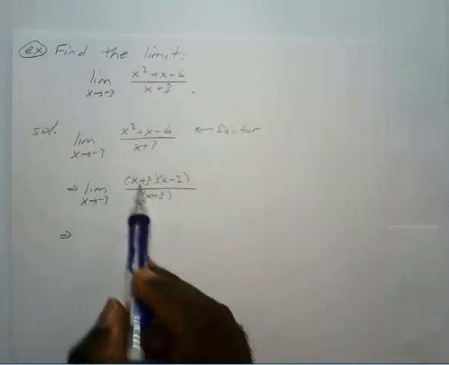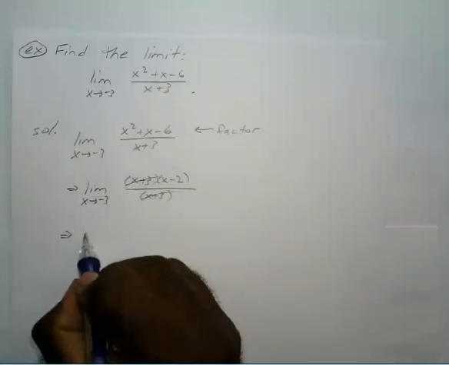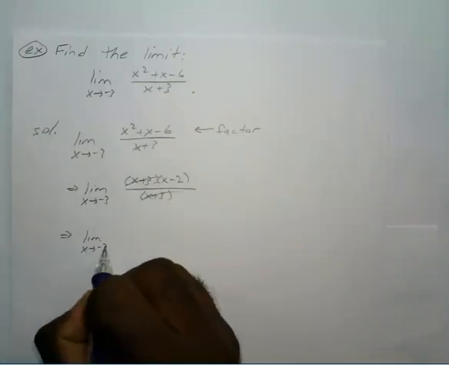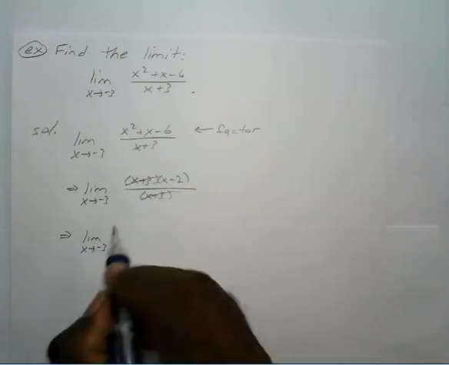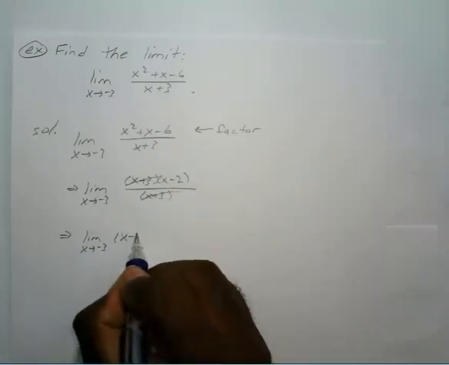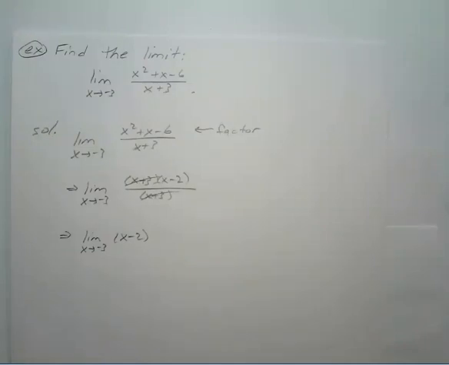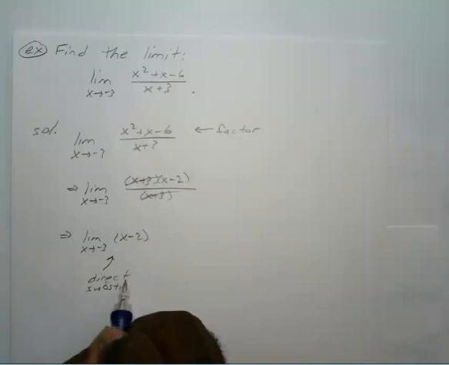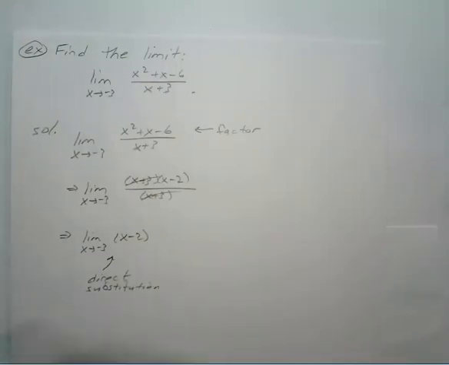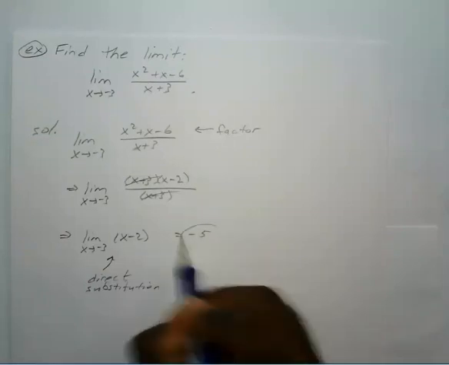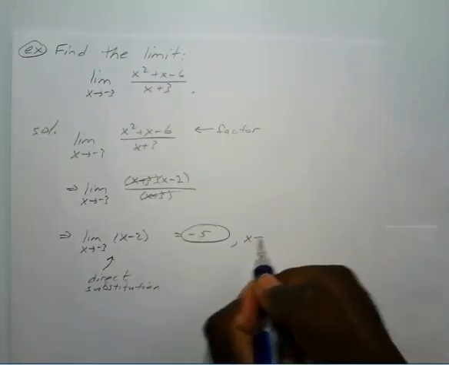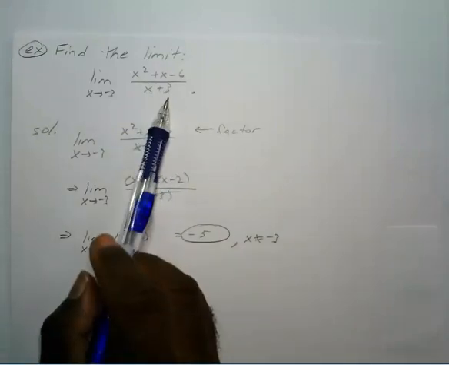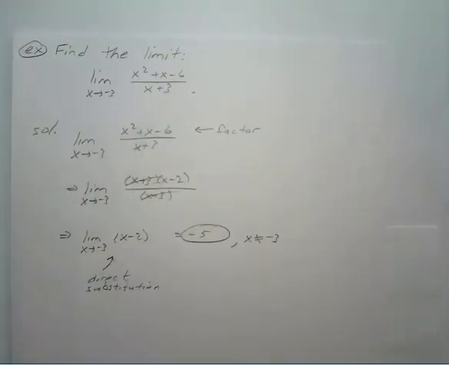Okay, so you see these two will cancel out, which leaves you with the limit as x approaches -3 of x minus 2 over 1, which is just x minus 2. Okay, now if you just go ahead and plug in your -3, using direct substitution, that will give you a limit of -5, given that x does not equal -3. Because remember, x can't equal -3 up here. Okay, but you do have a limit of -5.